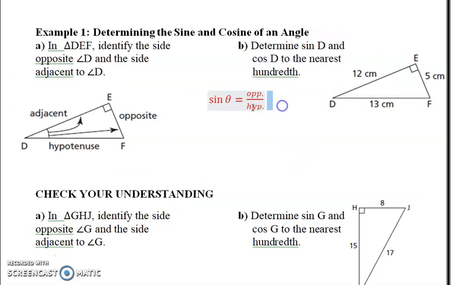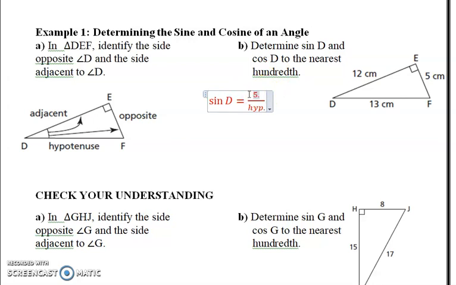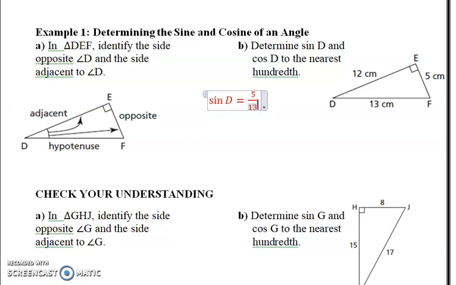So we write down our formula. Sine theta is equal to opposite over hypotenuse. Remember, the opposite is going to be directly across from angle D, which is 5. So sine of D, we change theta to D because we actually know what angle we're looking for, or the angle that we're referring to, I guess I should say. So we got 5, and hypotenuse is 13.